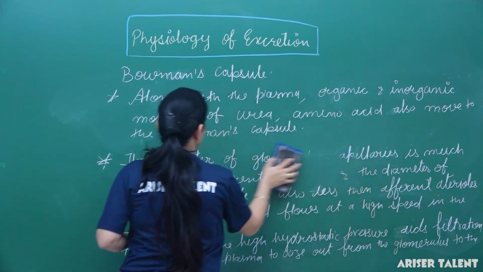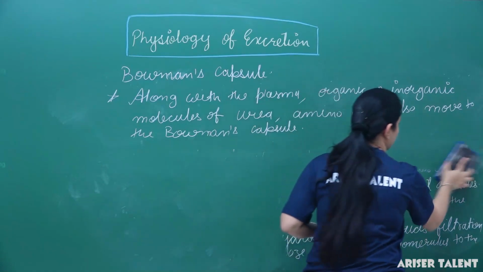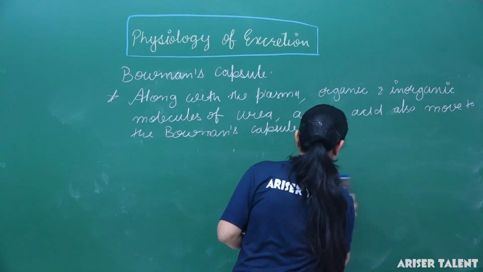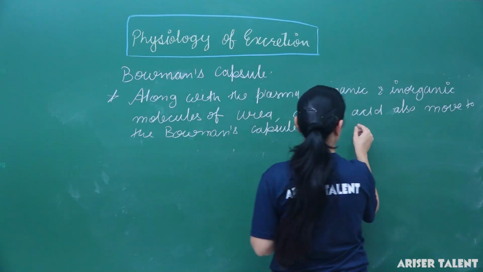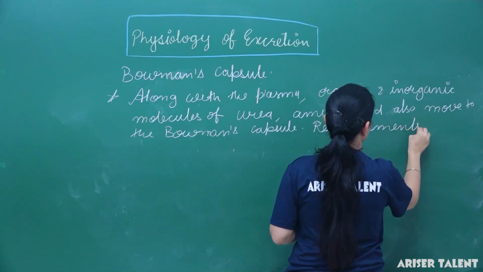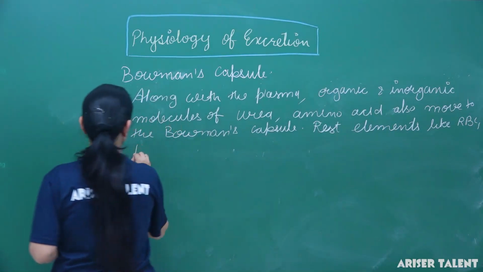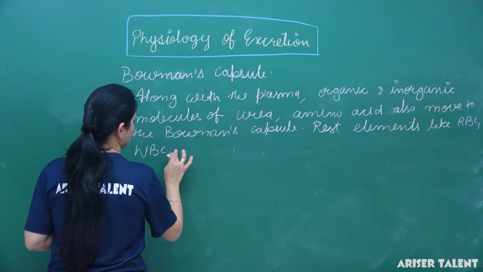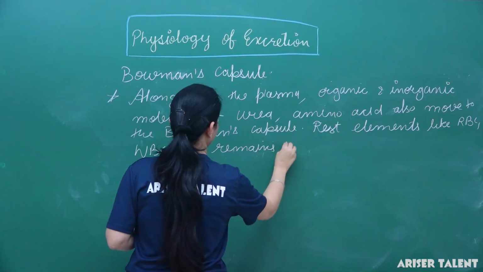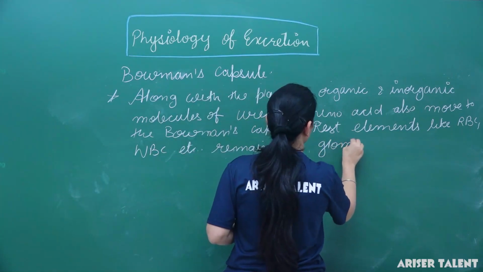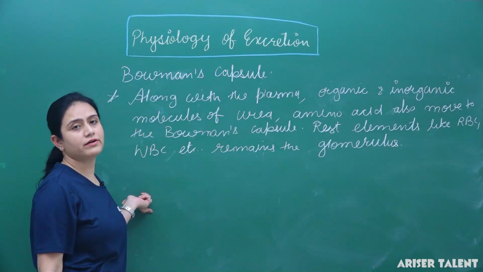The RBC, WBC, and platelets remain in the glomerulus. The rest of the elements, like RBC and WBC, remain in the glomerulus. Okay, this is the complete process of ultrafiltration.